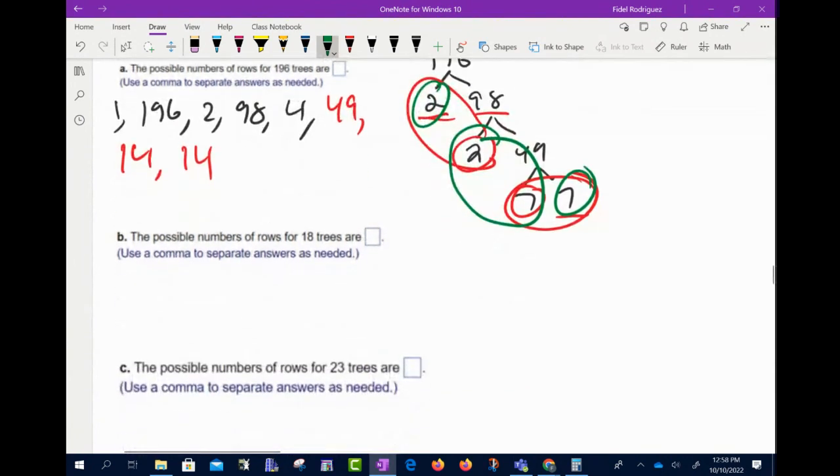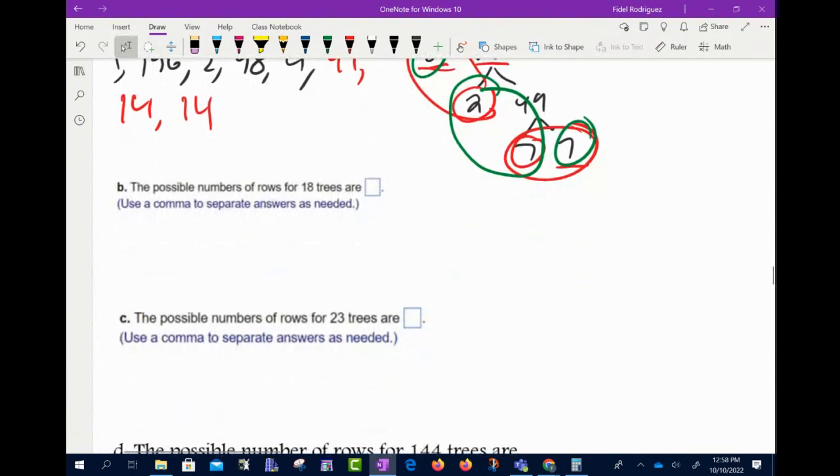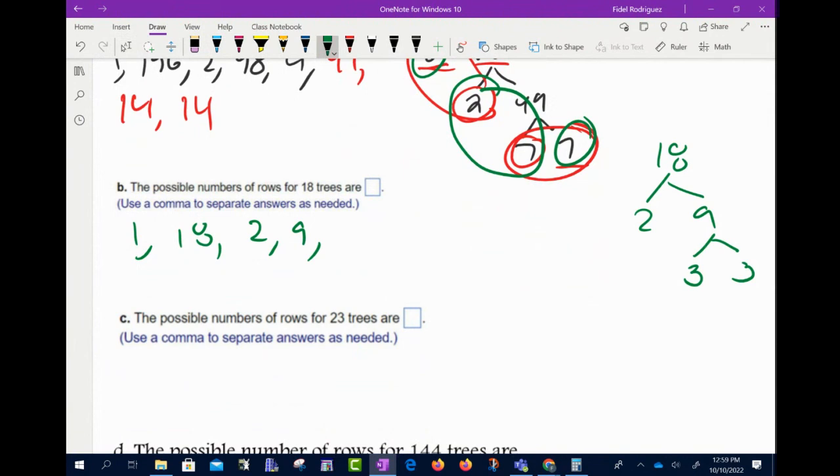Now, look, let's try part B. The number of possible rows for 18 trees. Okay, so look, y'all, first off, I already know 1 and 18, right? But look, let's break down the number 18, okay? What two numbers do you know multiply to 18? 2 and 9. Okay, can we break down 9? 3 and 3, right? Okay, so look, let's make some pairs here. Do you guys agree 2 and 9? Okay, if we did 2 and 9, could we also do this 3 and what else? 3 and 6, right? And those are all my choices. Okay.